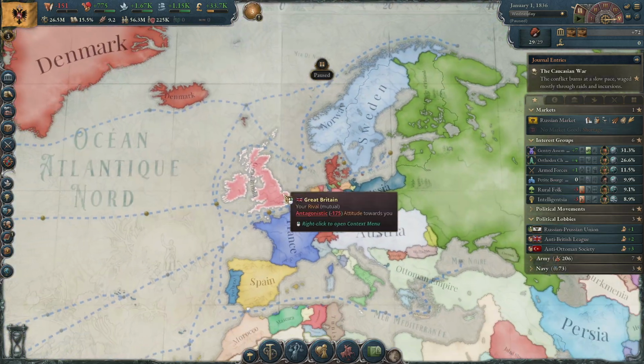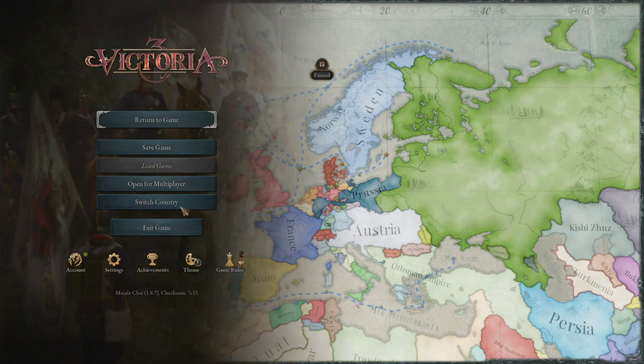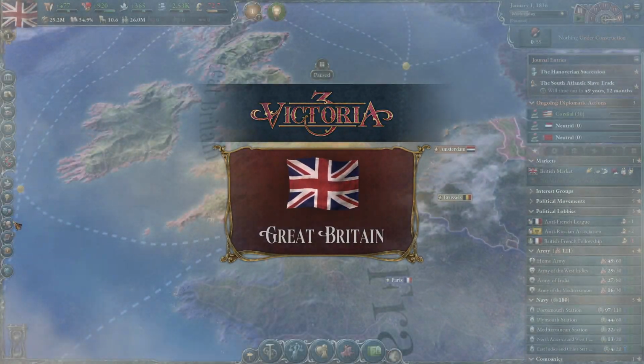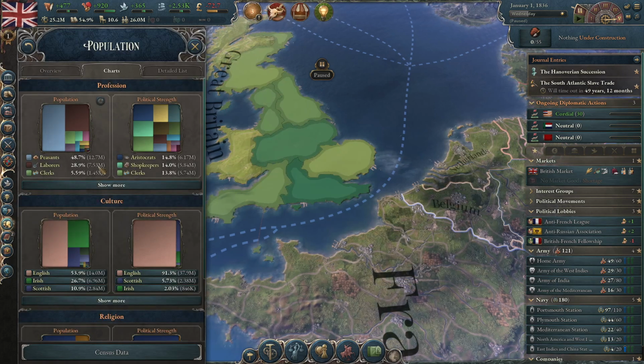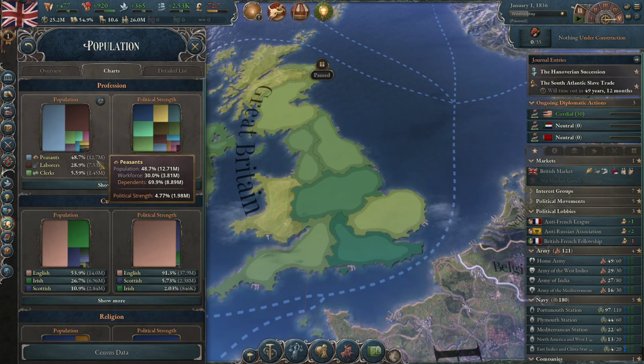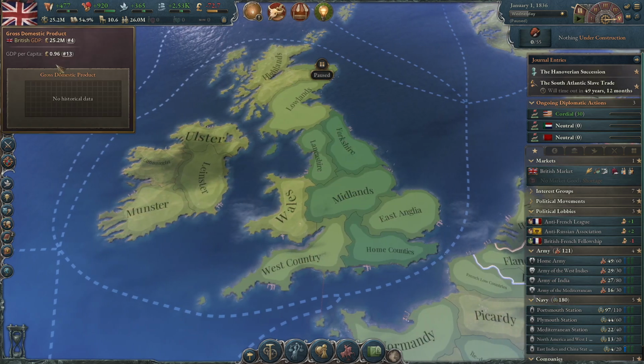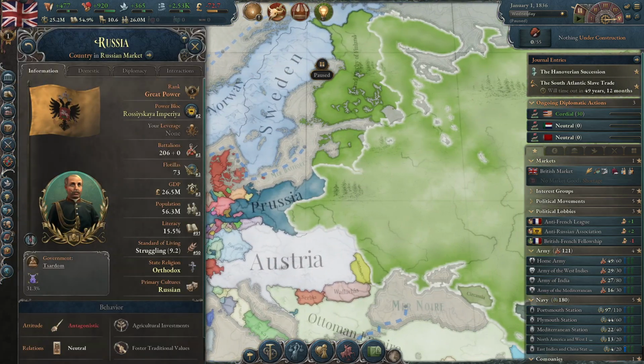To give you an example of a state that is probably a lot lower when it comes to the number of peasants, if we switch over to Britain here, Britain is a bit different. They only have 48.7% of their population as peasants. And if we see their GDP per capita is a lot closer to 1 than Russia, who's sitting about, I believe, 0.46 or so?